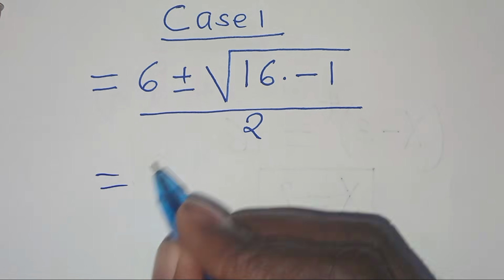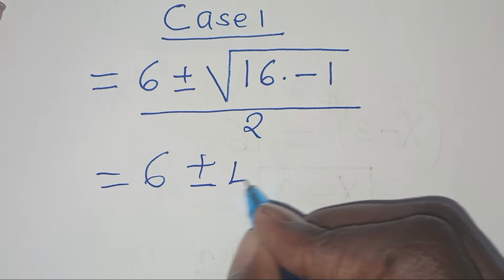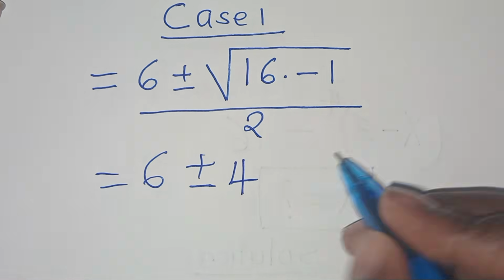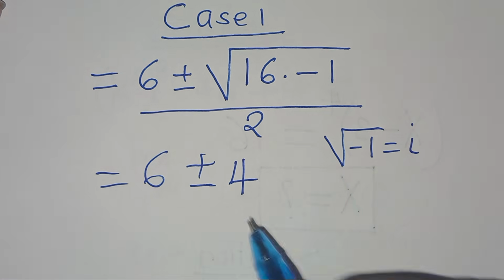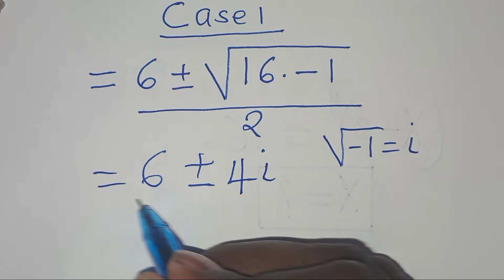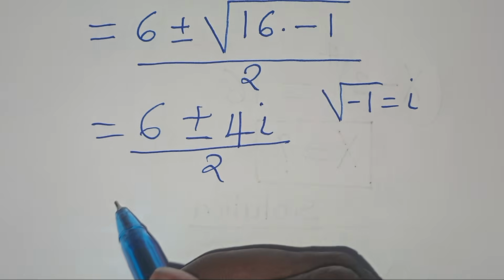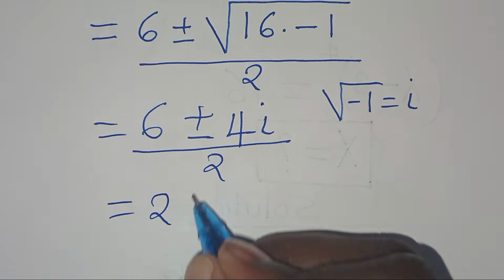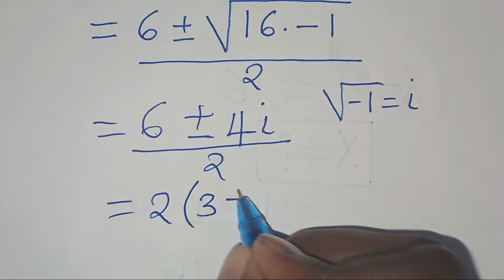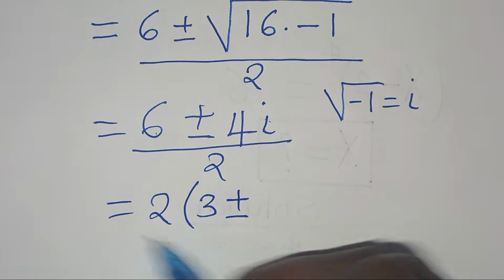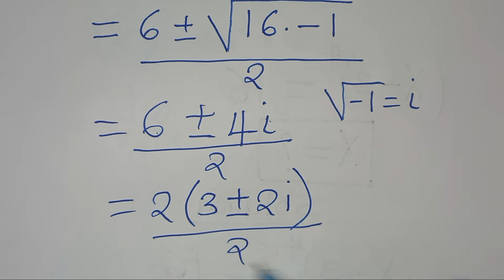So this is equal to 6 plus or minus the square root of 16, this is 4. Then we have the square root of negative 1. This is equal to i. So we have 4i divided by 2. So in the numerator here, we have that 2 is common. So we can factor out 2 so that we have 6 divided by 2, this is 3 plus or minus 4i divided by 2. This is 2i. Everything here divided by 2.